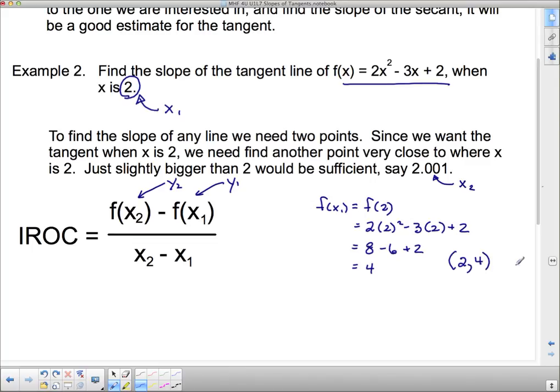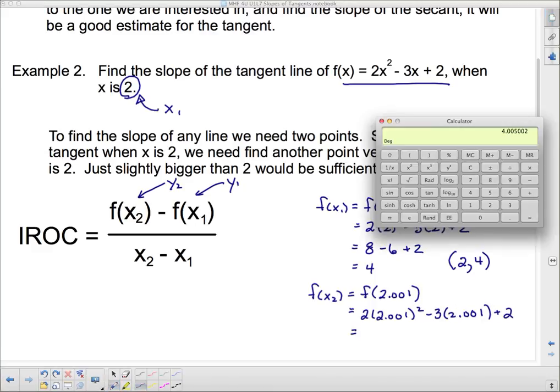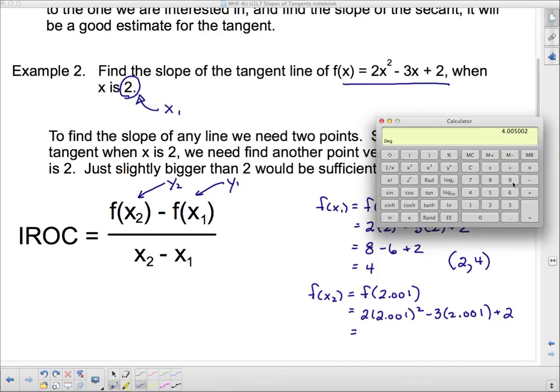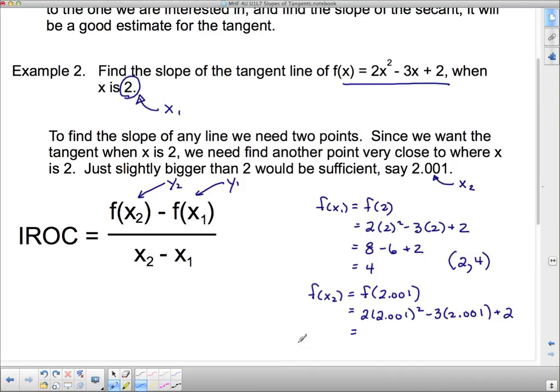So that's one point. For the other point, f at x2, we're going to use 2.001. It's really, really close to 2, so this secant should be really close to being a tangent. So we have to plug it in: 2(2.001) squared minus 3(2) plus 2. Now you can just plug that all into your calculator. If you plug that into the calculator, you're going to get 4.005002. This is in one go on the calculator. You need to keep all of those digits.